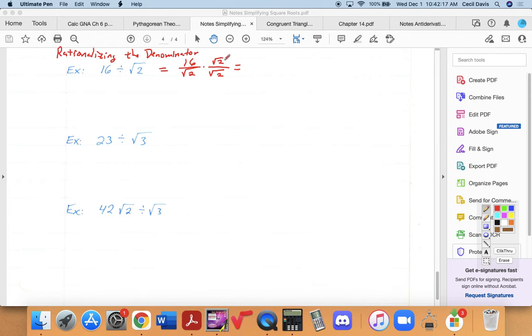So in the numerator, I've got 16 times the square root of 2. That's 16 square roots of 2. In the denominator, what is the square root of 2 times the square root of 2? 2. Now I have a rational number in the denominator. I have rationalized the denominator. And I can go one step further on this one, because 16 and 2 are both whole numbers that I can do the division for. 16 divided by 2 is 8. So that's 8 square roots of 2.